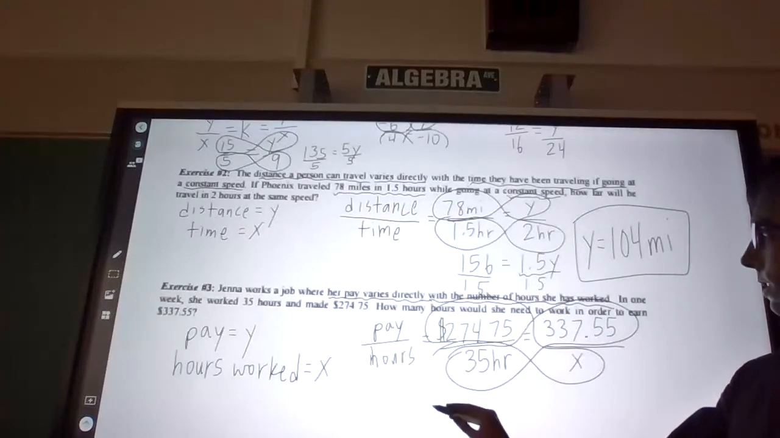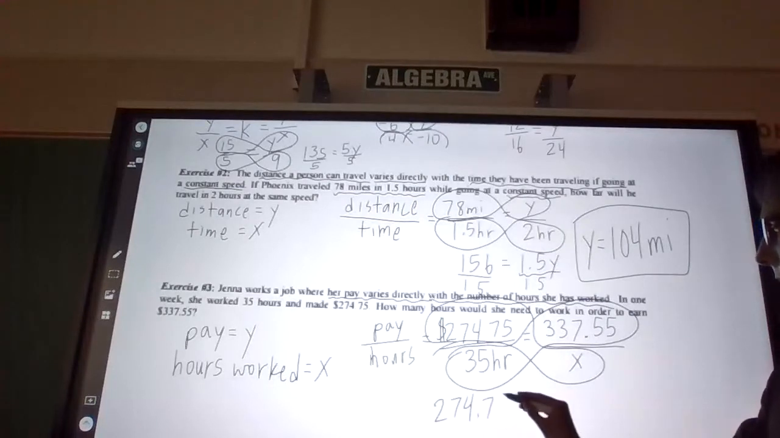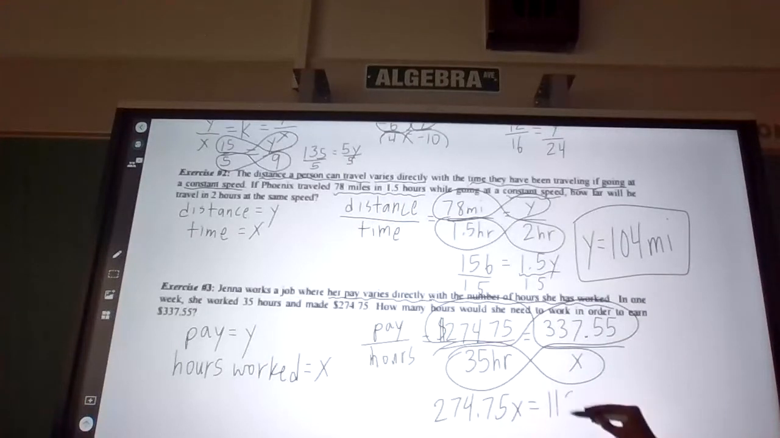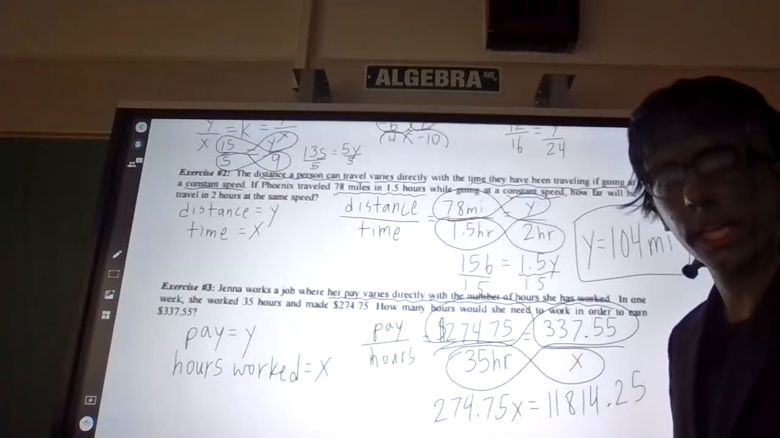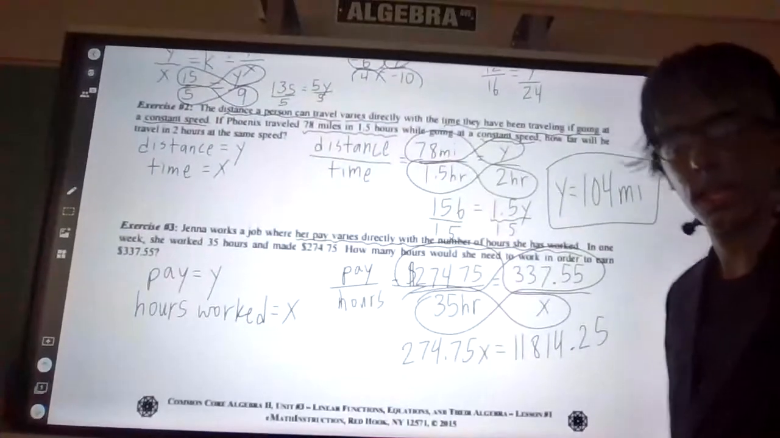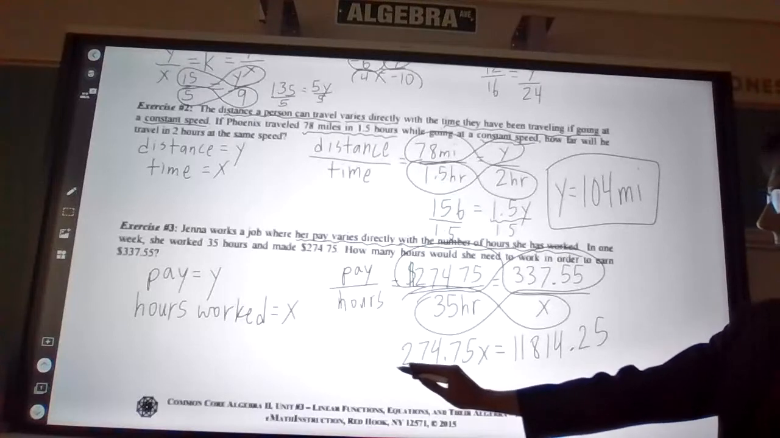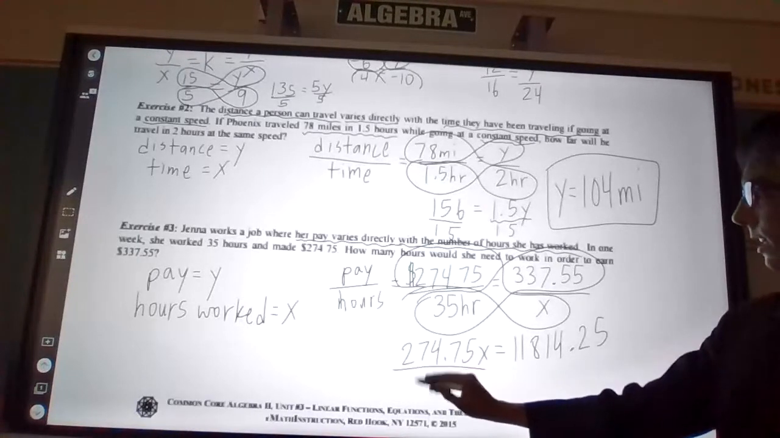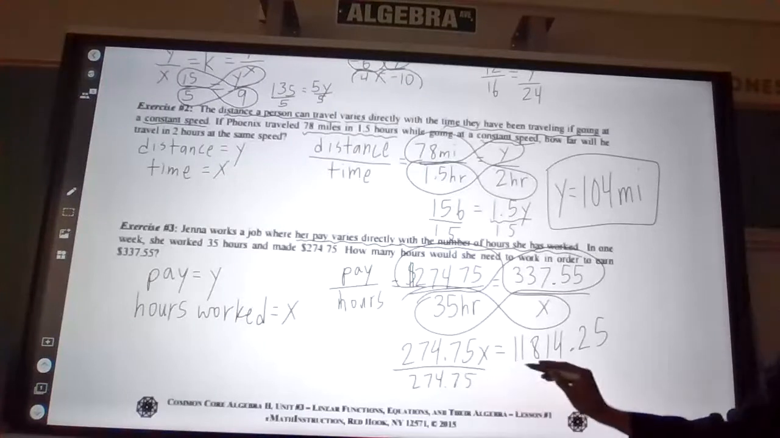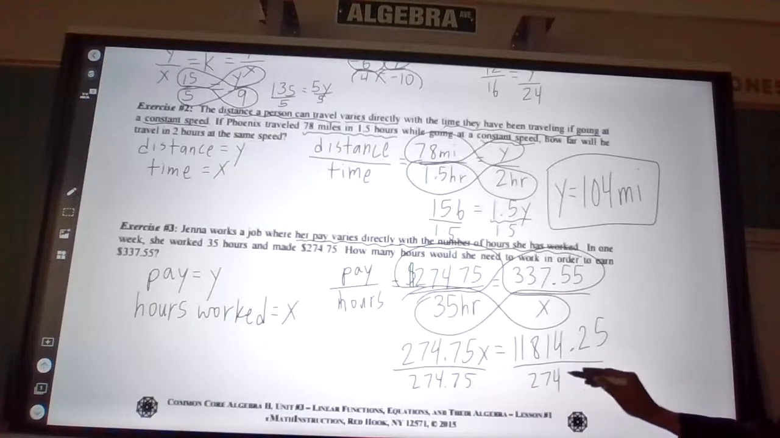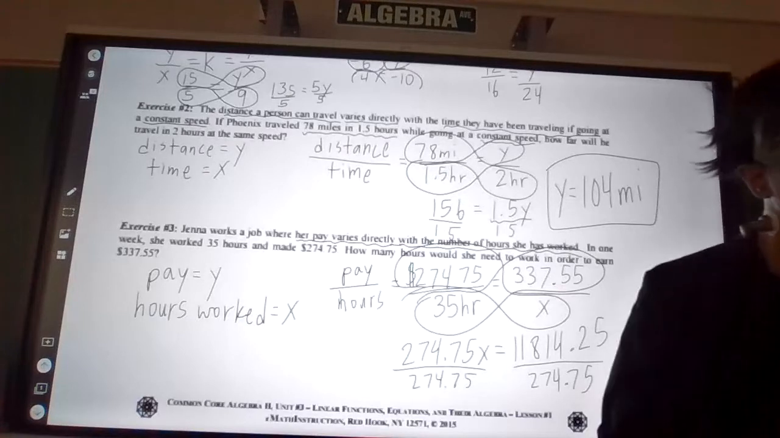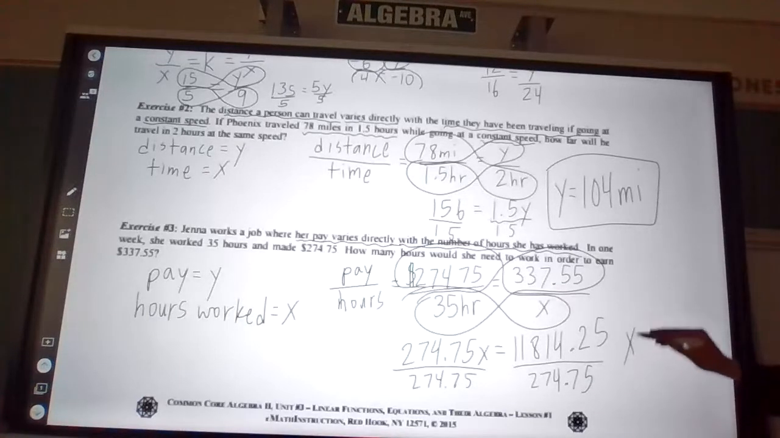Okay, we get 274.75x equals 11,814.25. All right. And again, hopefully you guys can see that there. Last thing would be to divide by this 274.75. Divide by that there. Figure out how many hours exactly she would need to work. Okay, and that comes out to be 43 hours.